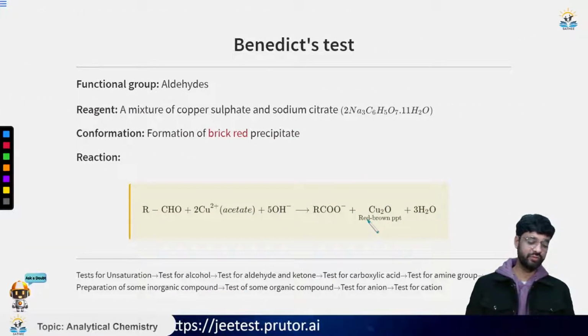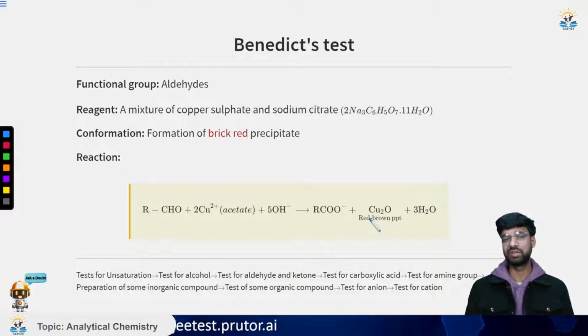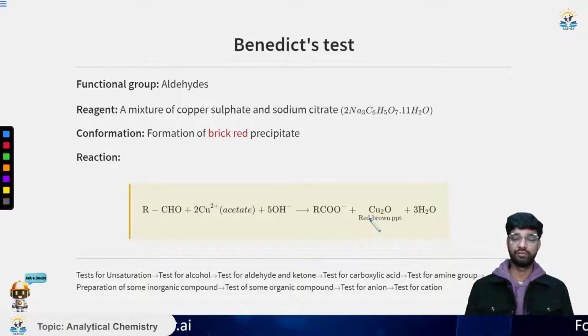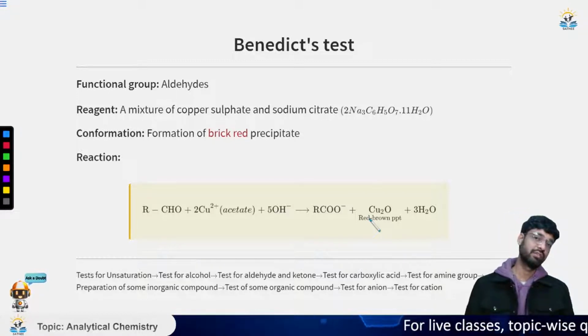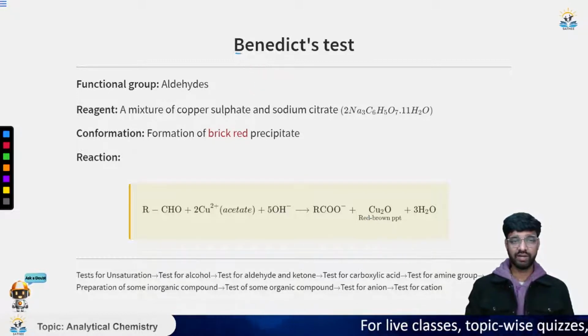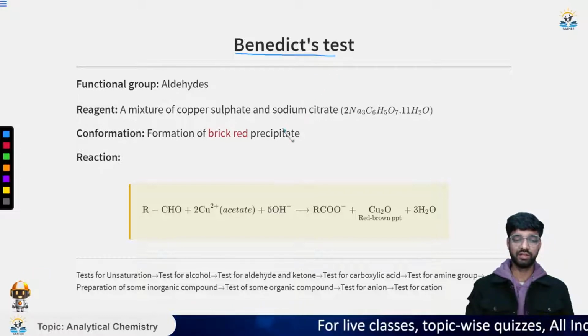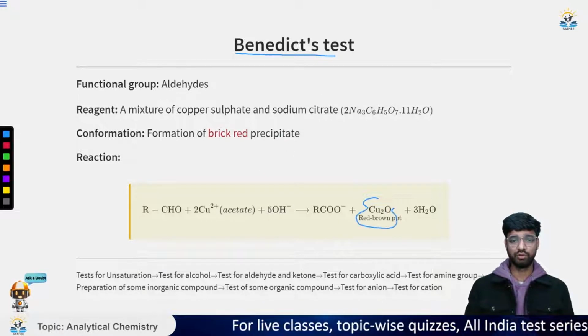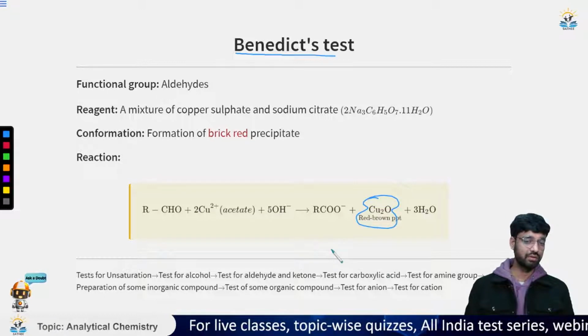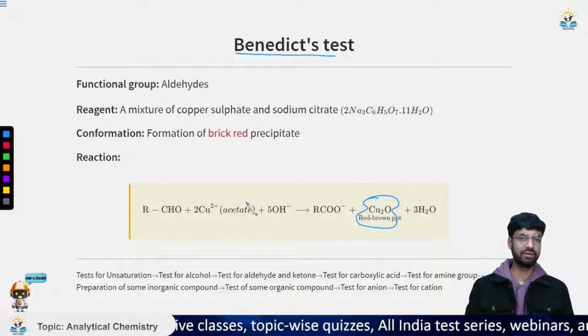Next, if we have a solution, we have to confirm whether it is an aldehyde or a ketone. We can have 3 tests or 4 tests. One is Benedict's, Tollens', then we have Fehling's, and then we have Schiff's test. The first is Benedict's. Benedict's and Fehling's are both based on the same principle, the formation of cuprous oxide. Only the complex that we are taking for the reaction is different.